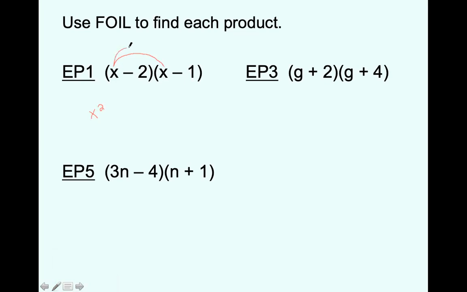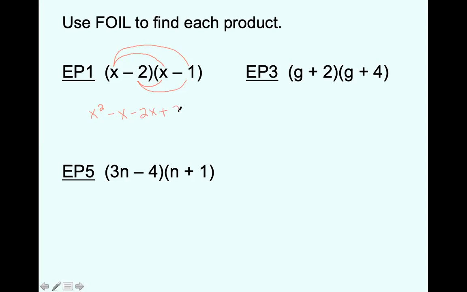Okay, next is our O, our outside. So this x here times this number way over here. So x times negative 1 is negative x. Next, we have our inside, our I. That's these 2 terms. Negative 2 times x is negative 2x. And then last, we have the last expression in the first parentheses times the last expression in the second parentheses. And a negative 2 times a negative 1 is a positive 2.